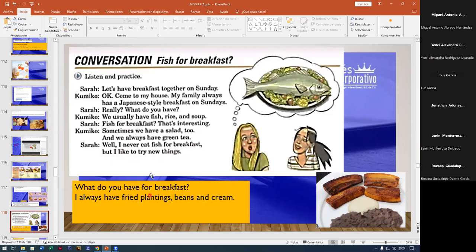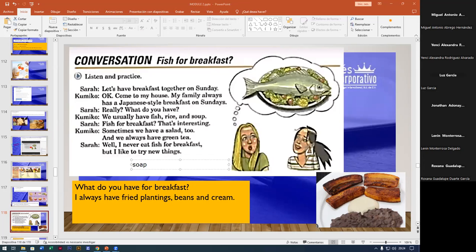Okay. So let's check here. Do you have new vocabulary in the conversation? New vocabulary? Teacher, yes. Sorry, the words jabón and sopa are written almost the same. How are they pronounced? Yes, they are similar.